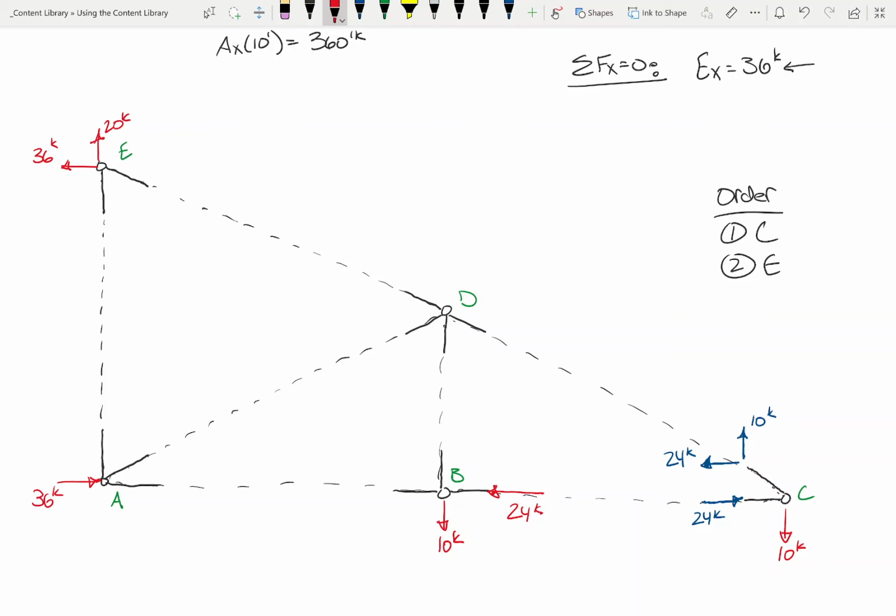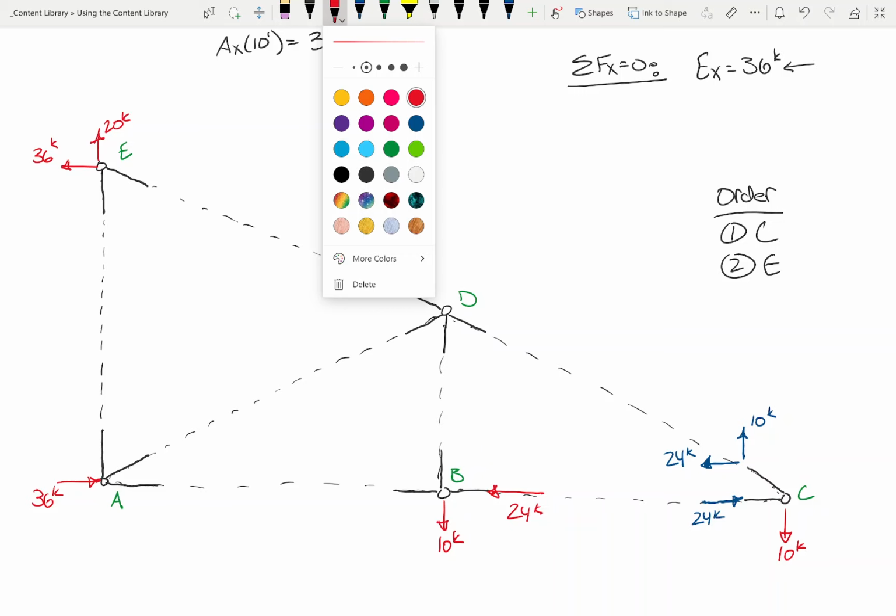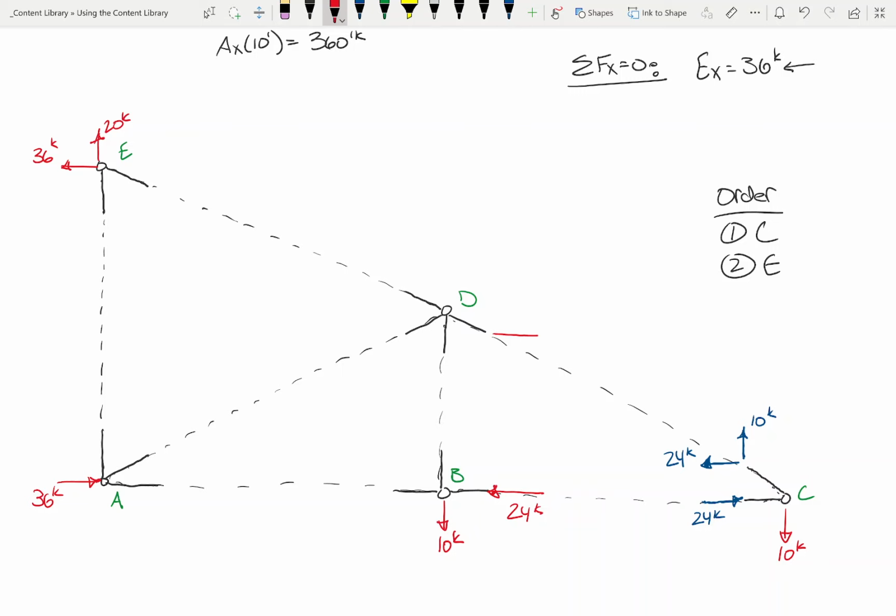But I also want to do this one. So I have 24, 10. Does that make sense? Okay, let's go to joint E because that's the order we said we were going to do it in. Okay, joint E.